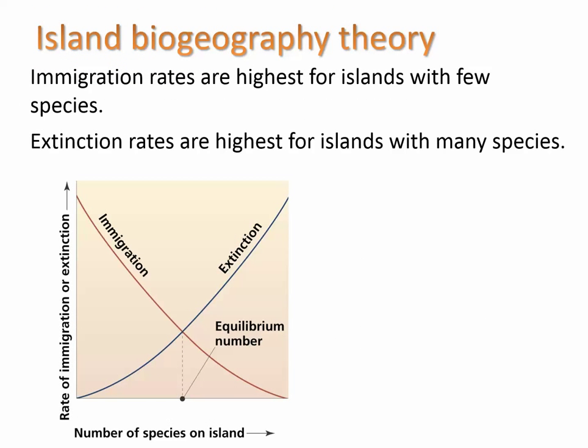So let's take a look at a couple of graphs here. This first graph is showing that immigration rates are highest for islands with few species. Basically what we're saying is if an island doesn't have many species, that means there are available niches for new species to come in and fill. We also can say that extinction rates are highest for islands with many species. The more species you have on an island, the greater the chance that some of them will go extinct, as the population size of each of them is smaller.